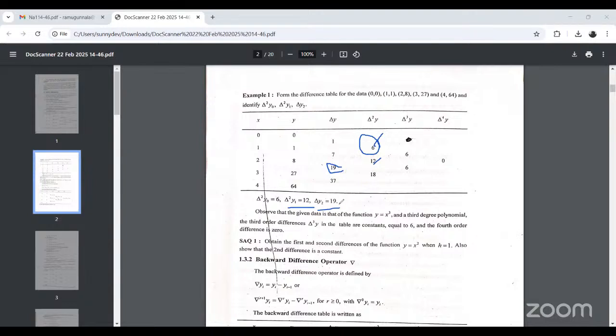So this is the third degree polynomial. And the third order difference table is going to 6 and the fourth order is going to 0. So the fourth order is going to 0, no? So we can say that this data is for third order. Yes, how we can find that? See, f of x equal to x cube.